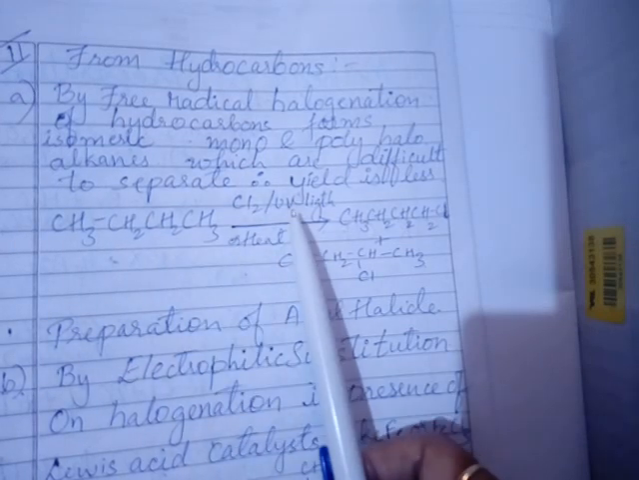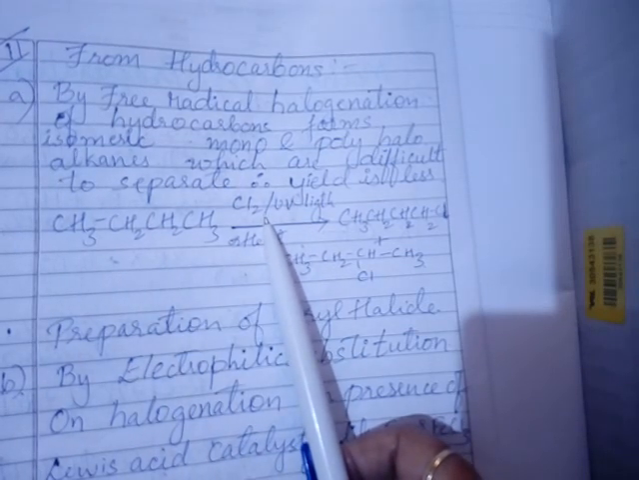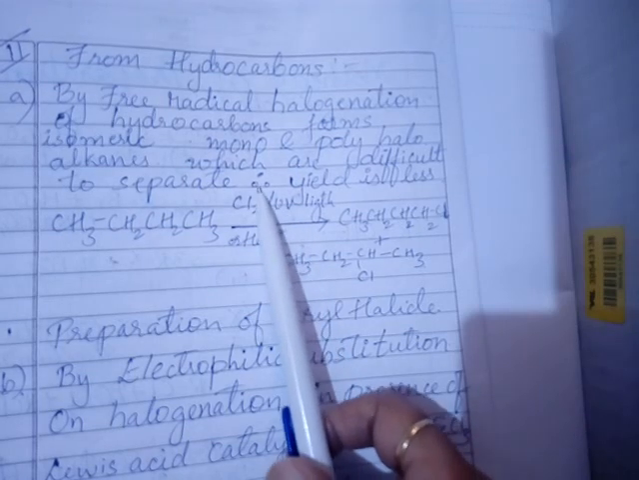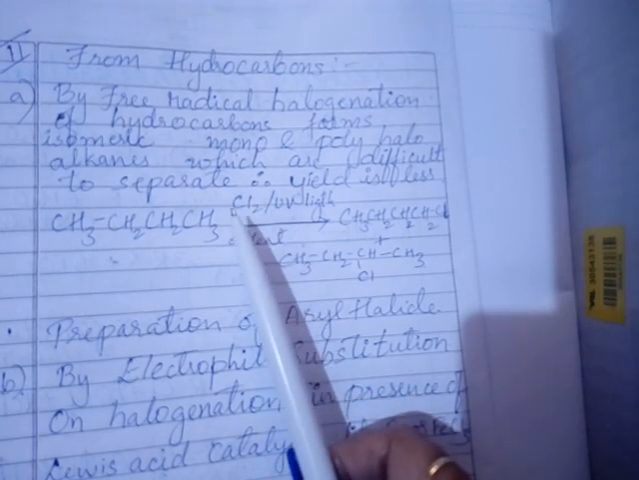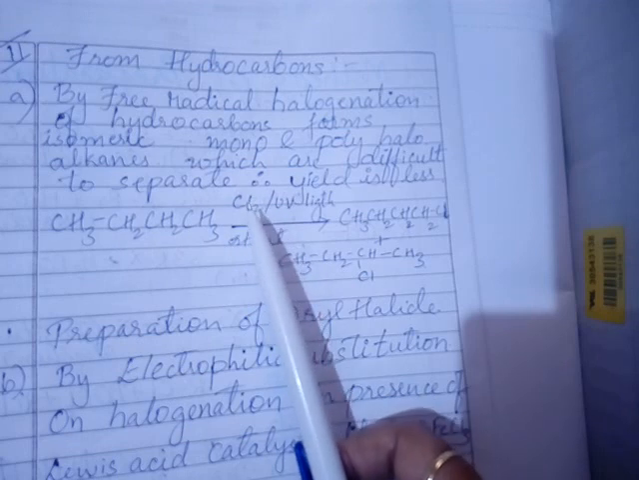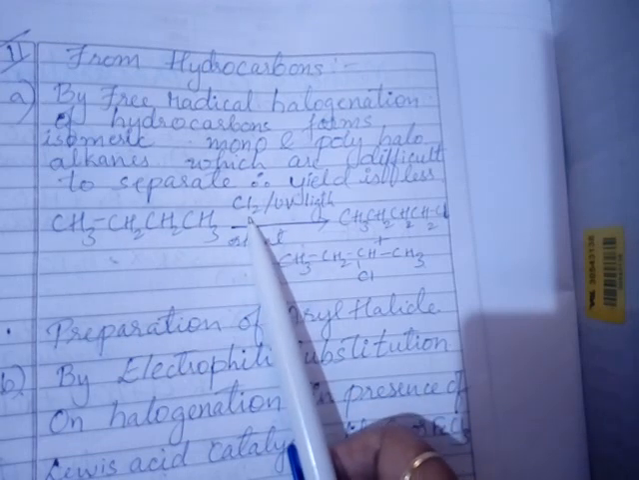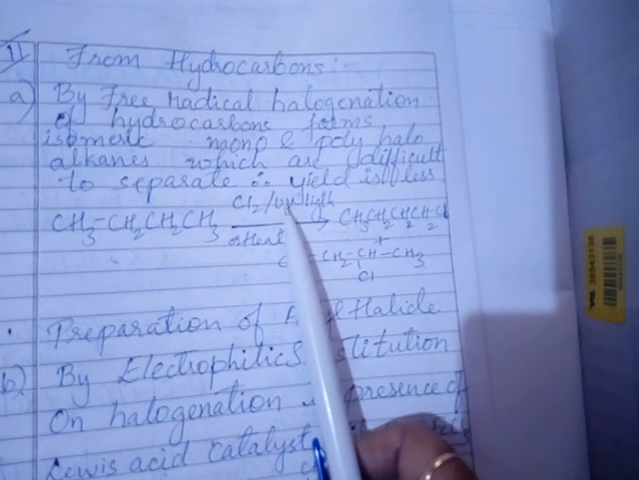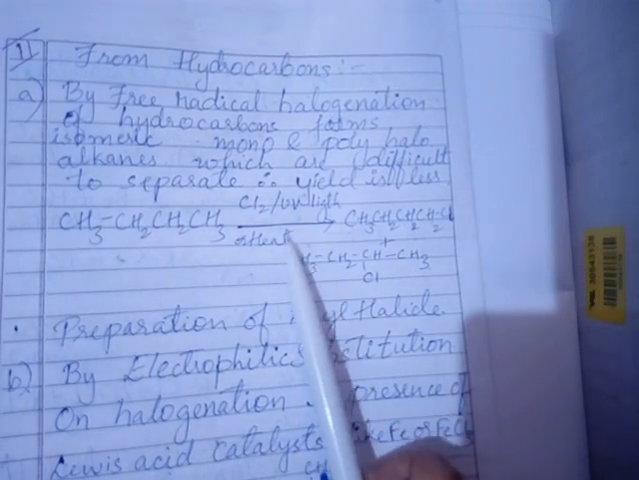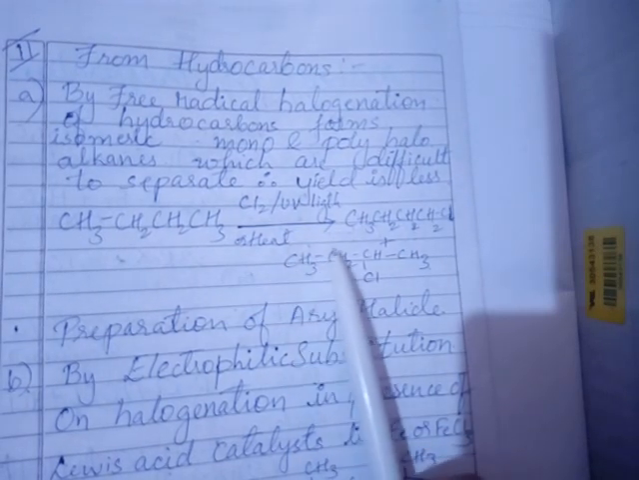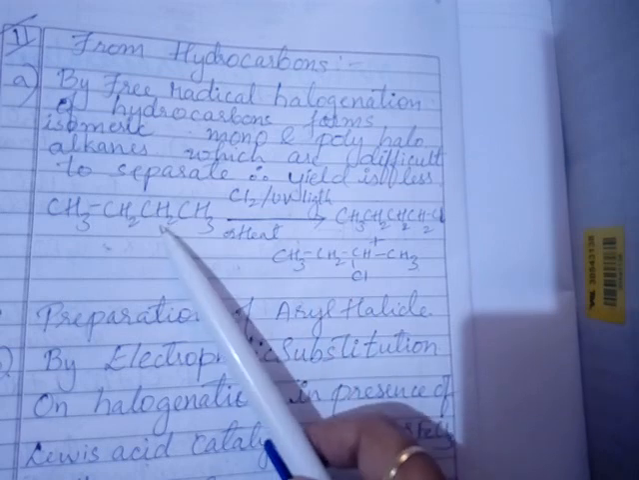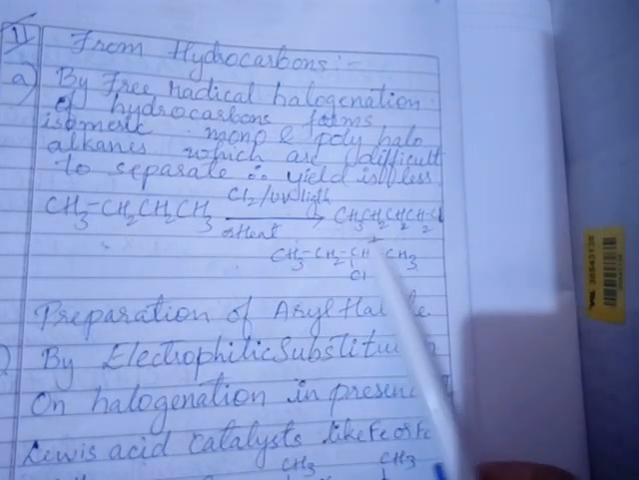So with butane, we are going to pass the halogen. Here we have taken chlorine. You can take either bromine or iodine. So here when we pass chlorine in presence of UV light, or if you heat it, in that case it is going to form the isomeric compound.